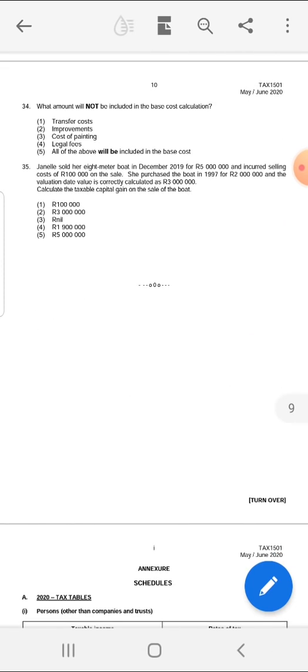And then for question number 34, which amount will not be included in the base cost calculation? It will be the cost of painting. It won't be included, as that cost is not included in the base cost. We're not allowed to include the cost of painting, because the cost of painting will be an improvement.